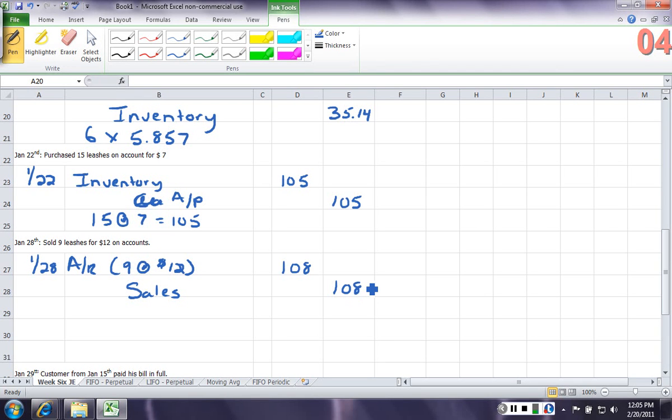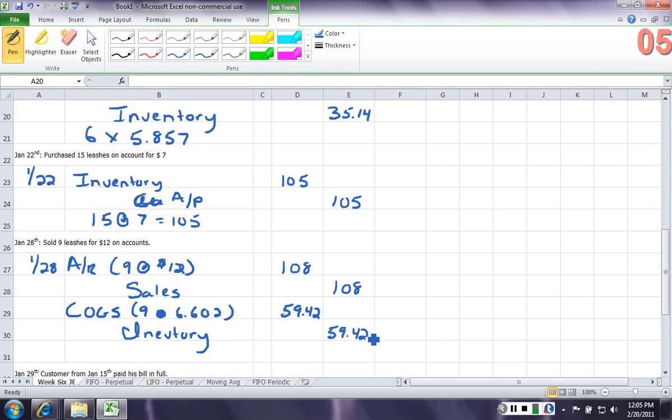In the problem, I told you the cost was $6.602. So we're going to say cost of goods sold, 9 at 6.602, or $59.42, and inventory reduction of $59.42. So what this is showing me is the cost was $59.42. I sold it for $108. The difference between the two would be gross profit.